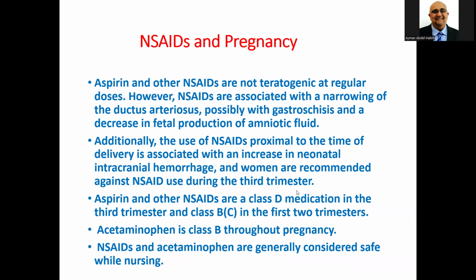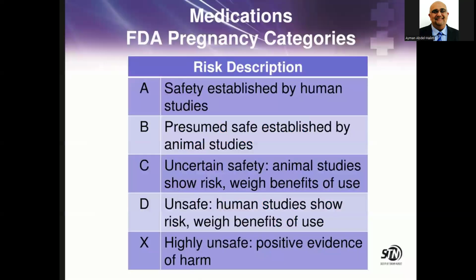Aspirin and other NSAIDs are Class D medications in the 3rd trimester, and Class B or C in the first 2 trimesters. Acetaminophen is a Class B throughout the pregnancy. So NSAIDs and acetaminophen are generally considered safe while nursing. So this is the FDA classification for medications during a pregnancy. Here you have Class A, Class B, Class C, Class D, and X.